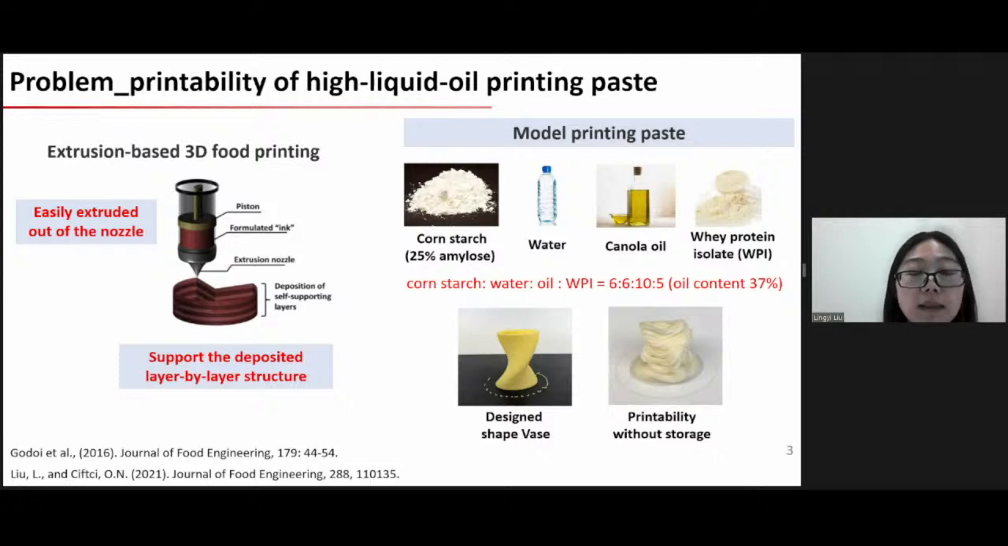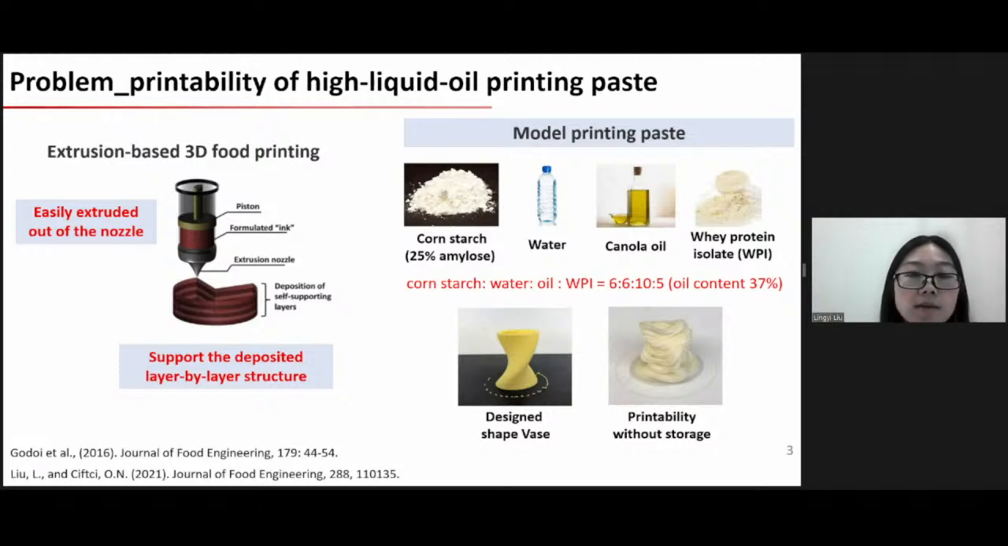But unfortunately, now we can't do that because we are still facing a lot of challenges, because this technology is at a very early stage. One urgent problem is that we have limited choice of printable food materials. The extrusion-based 3D food printing is the commonly used one. For this technology, the food material should be easily extruded out of the tiny nozzle and also display enough strength to support the layer-by-layer structure.